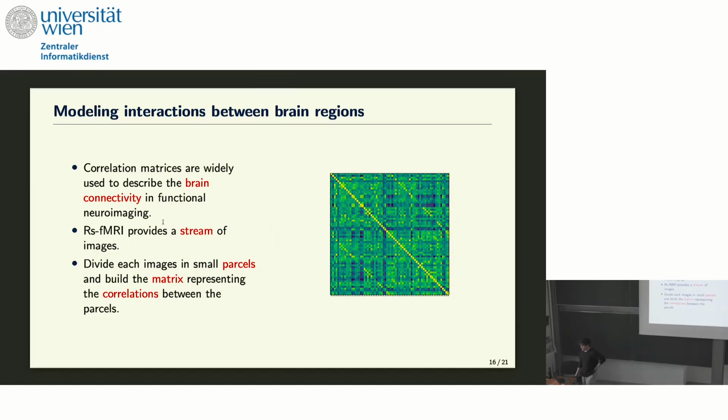Okay, so why correlation matrices in the end, and what is the link with functional neuroimaging? Correlation matrices are widely used to describe brain connectivity in functional neuroimaging. In fact, resting state functional MRI provides a stream of images. Now you can divide each of the images into some parcels. You can build the covariance matrix associated to those images, so it computes the covariance between each of the regions of your images. Okay, and now you rescale it, and it gives you this type of matrices.